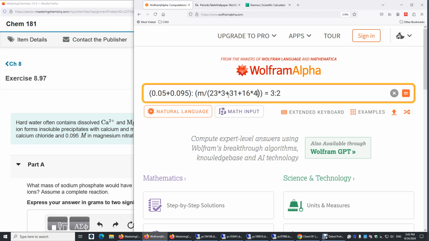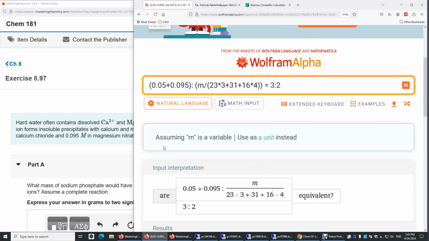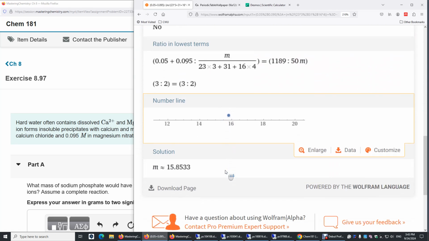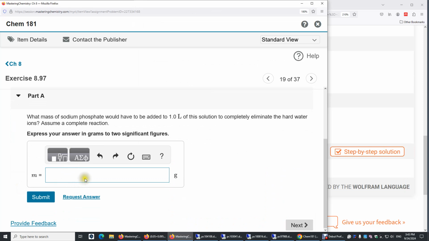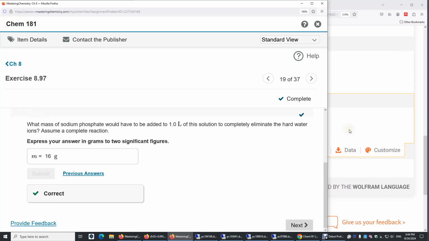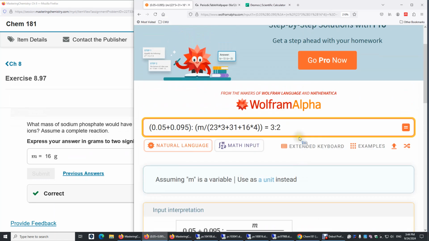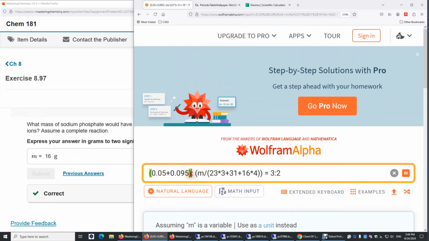Obviously you can just solve this with a calculator, but using Wolfram Alpha, it's more convenient. We get 16 grams. Now let's get back to the equation. Again, we have a ratio here. This is calcium and magnesium combined. We can combine these two because they both bear a 2+ charge.